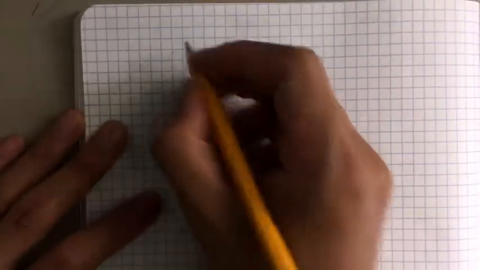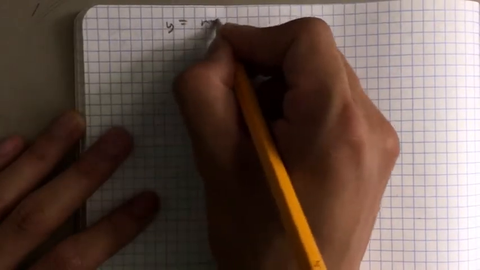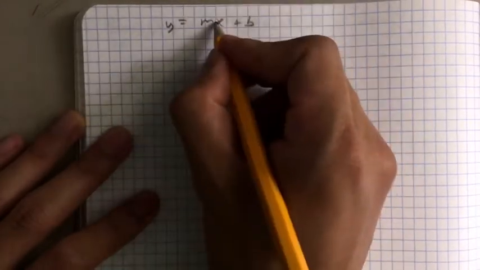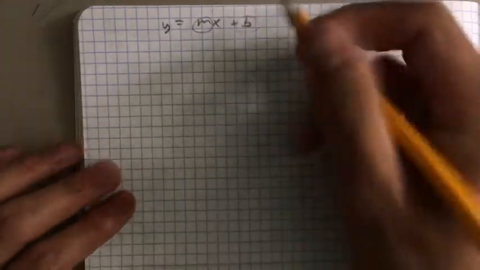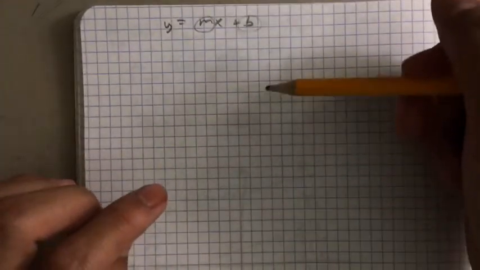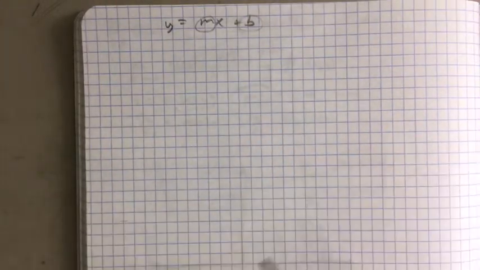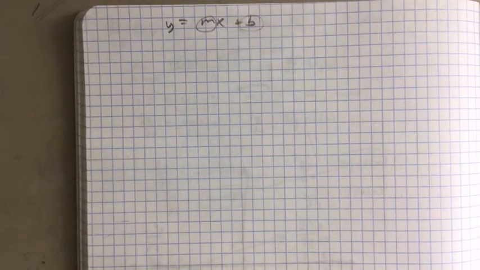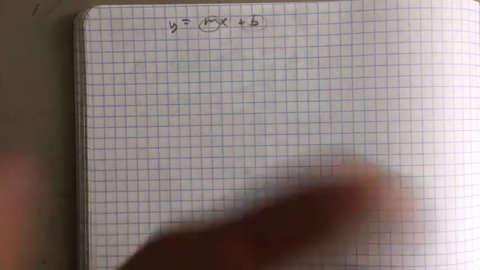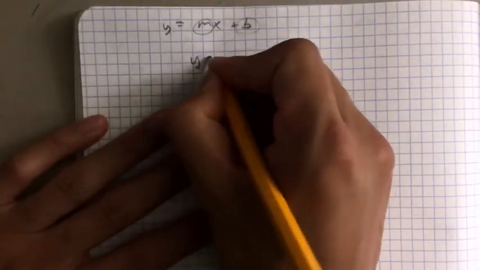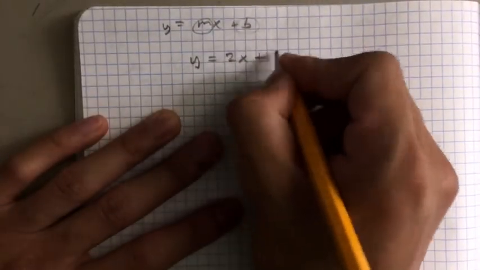And you find that with this specific equation. y equals mx plus b, where m is the slope and b is basically the distance of the starting point, or where the y-intercept is above the x-axis. And I'll explain what that means in a second, because that's pretty confusing. So let's graph this: y equals 2x plus 4.